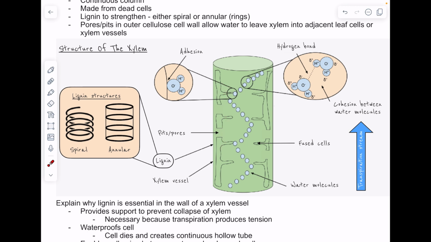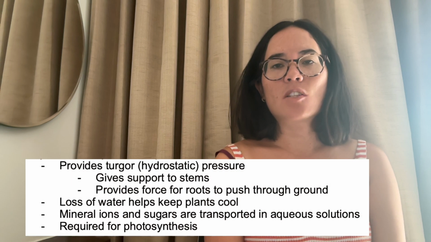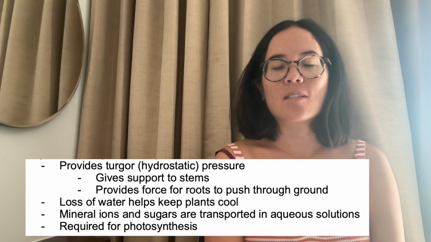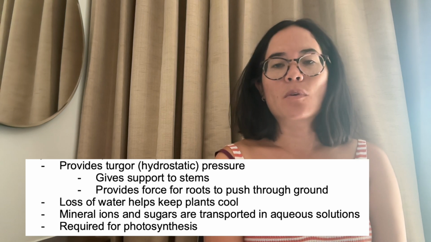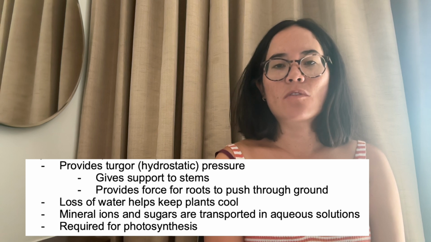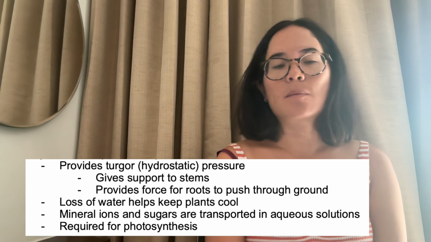And we're pointing out here with the arrow that water and mineral ions will always be moving upwards in the xylem. But why is that water so important? Why is the plant going to so much trouble to transport water around itself? Firstly, because that water provides turgor, hydrostatic pressure. Remember, I said plants don't have skeletons, so they need this pressure in order to stay upright. It helps support the stem, and it provides force for the roots to push through the ground in order to anchor the plant and obtain mineral ions.